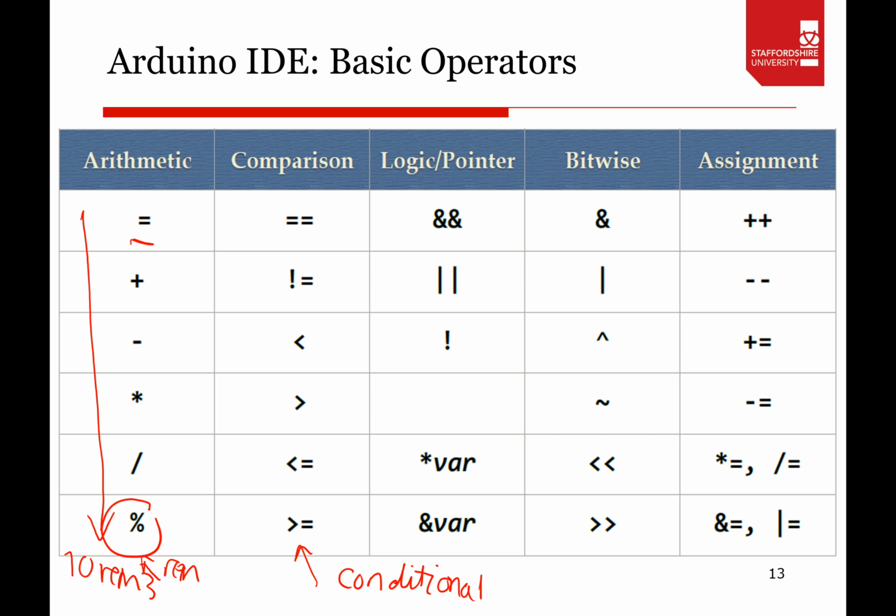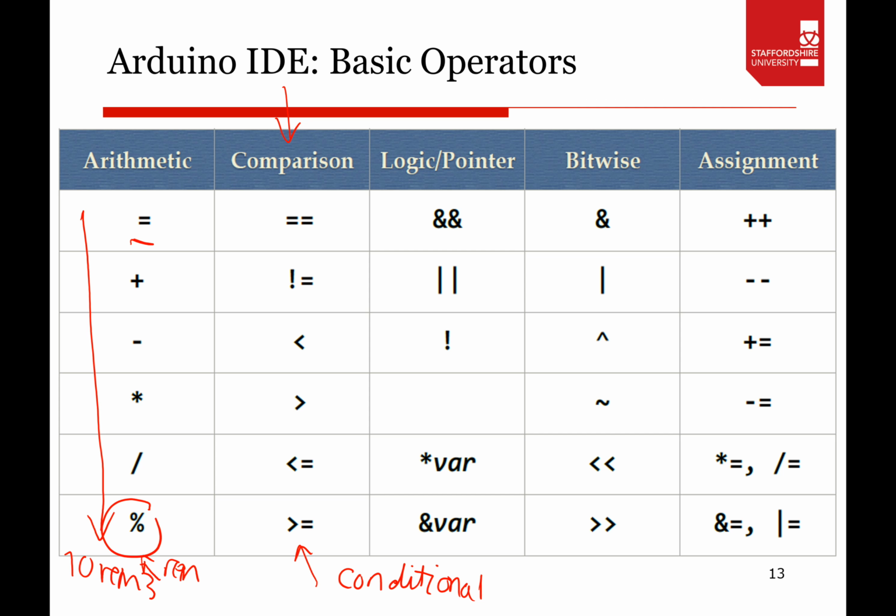So if A is greater than or equal to 7, do this. While A is less than or equal to this, do this. While B is not equal to 5, do that. So that's comparison.